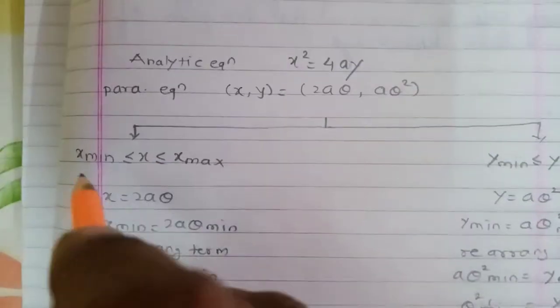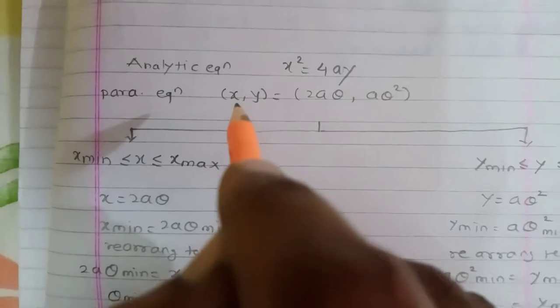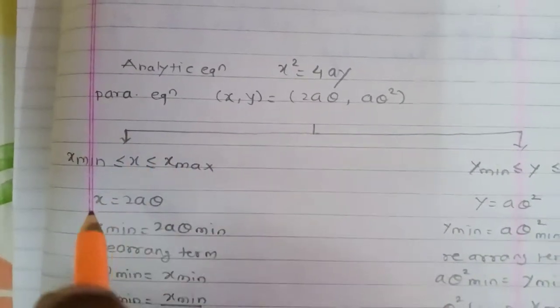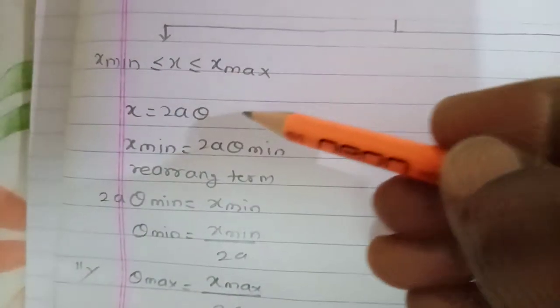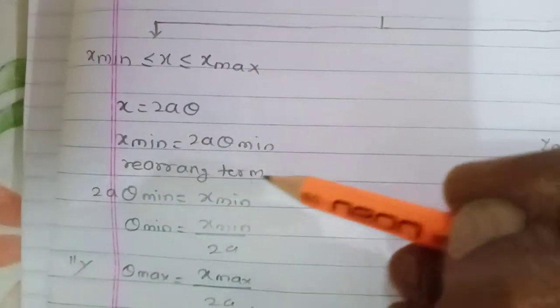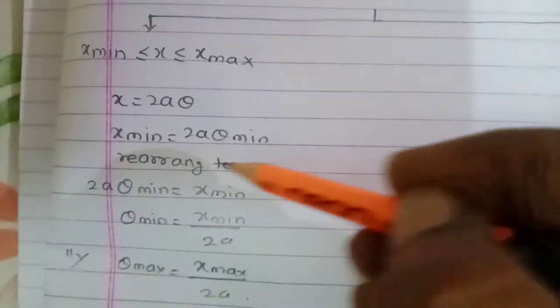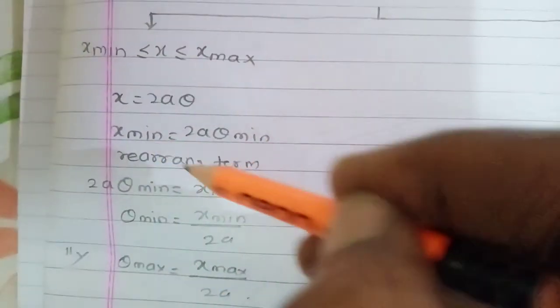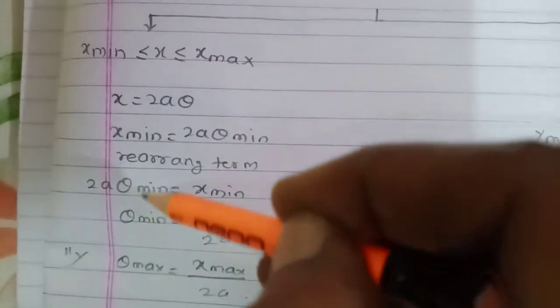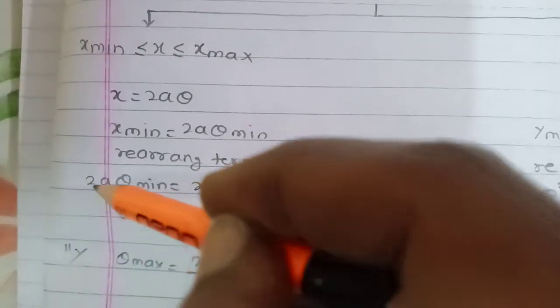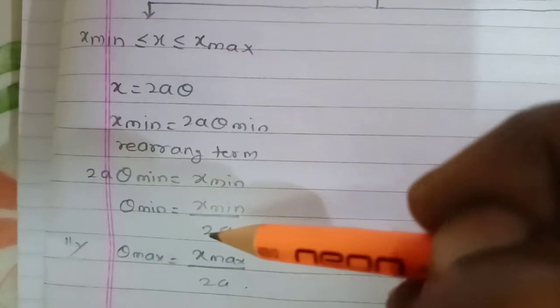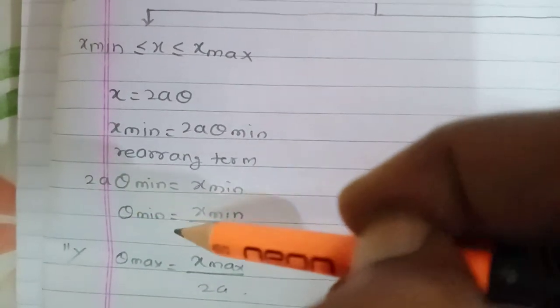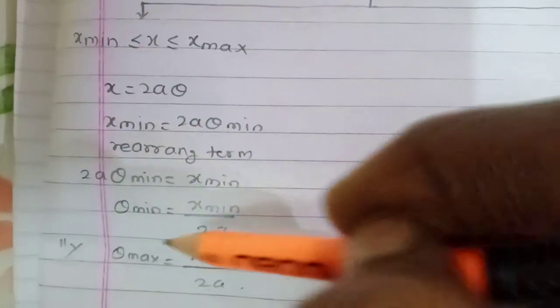So if the limit of x is given, we only consider the x coordinate, x equal to 2a theta. Instead of x, we write x min, and instead of theta, we write theta min. First of all, we rearrange the term: 2a theta min equal to x min. Theta min stays as it is, and 2a is multiplied here, so when shifted it becomes divided. So we get the formula theta min equal to x min by 2a.